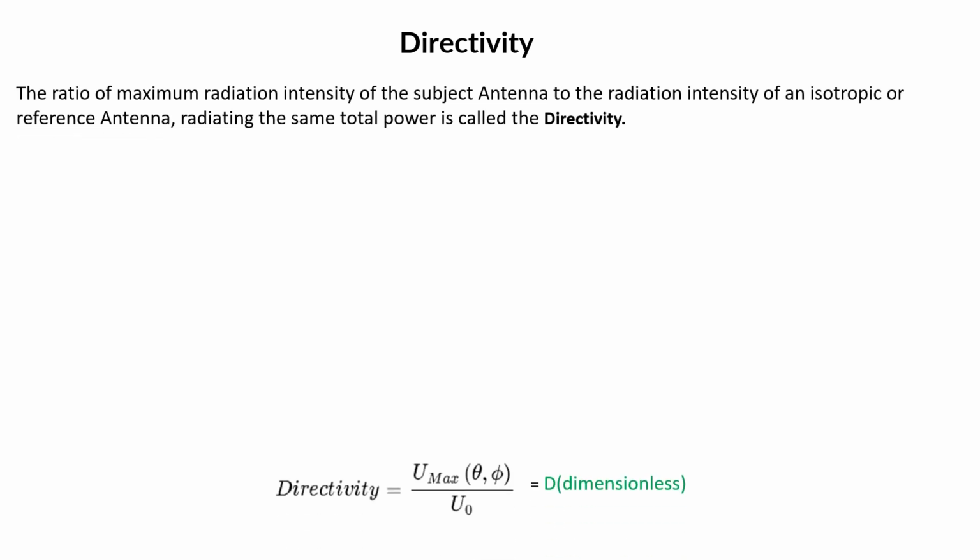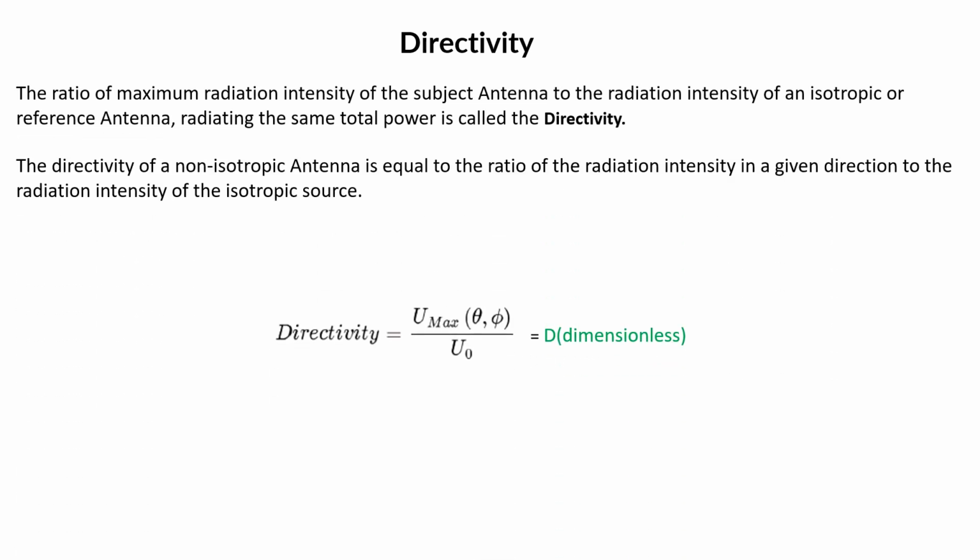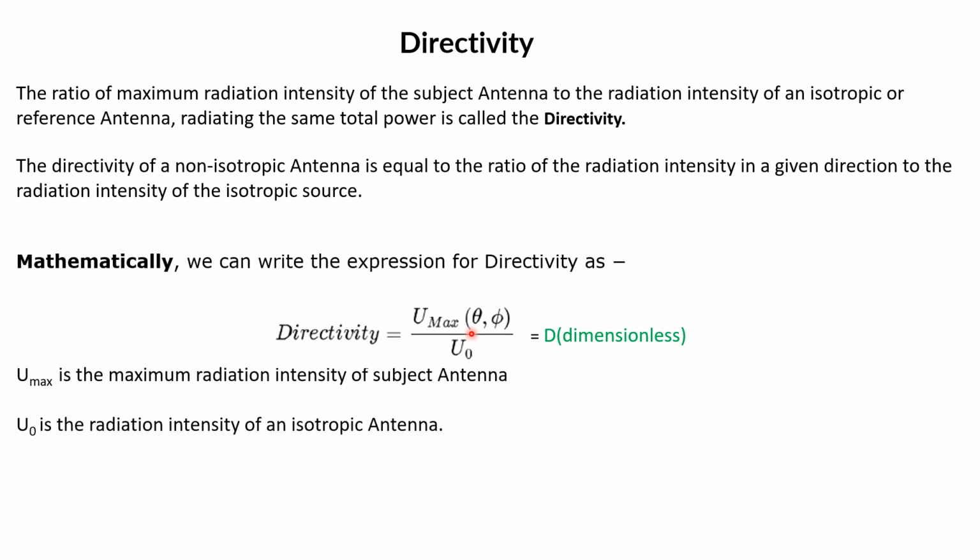Next there is another concept called directivity of the antenna. It is the ratio of the maximum radiation intensity, that is U max, of the target or subject antenna to the radiation intensity of the reference antenna, which is radiating the same power. Here U max is the radiation intensity of the subject antenna, U0 is the radiation intensity of the isotropic antenna. And we represent it on the decibel scale, that is 10 log D, dimensionless, in dB.